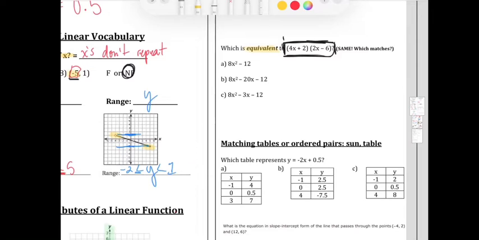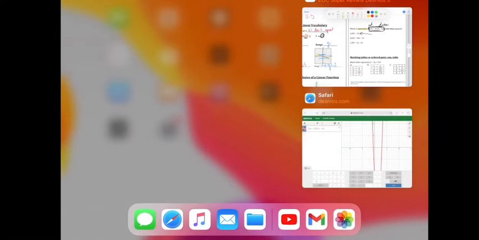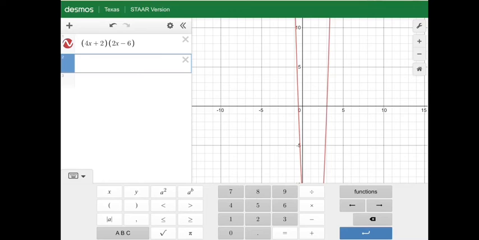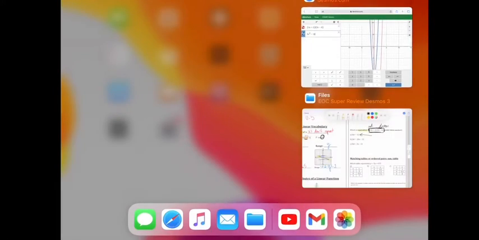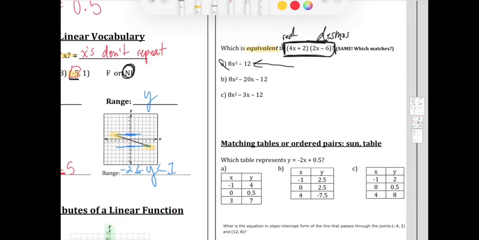My original one is red, so I'm going to write the word red, and I plugged it into Desmos. Anytime you see the word equivalent, you can always just plug it into Desmos. So now I'm going to plug option A and see if it's equivalent, see if it's the same. 8x squared minus 12. Is this blue graph exactly the same as this red graph? No. So therefore the answer is not A.